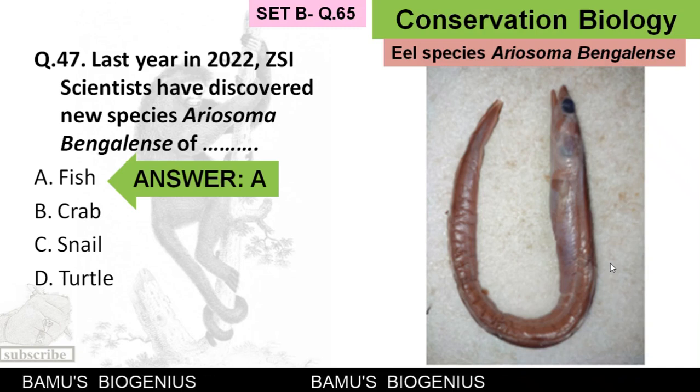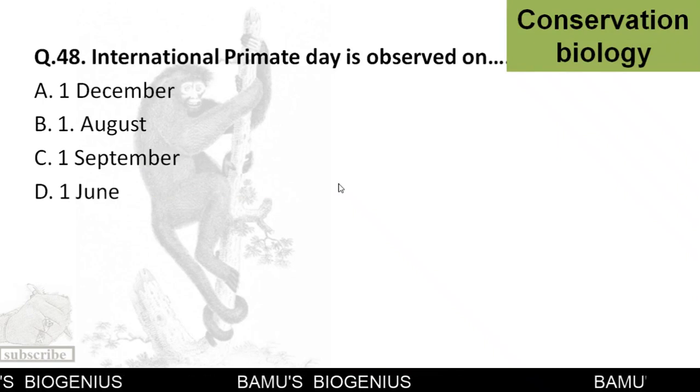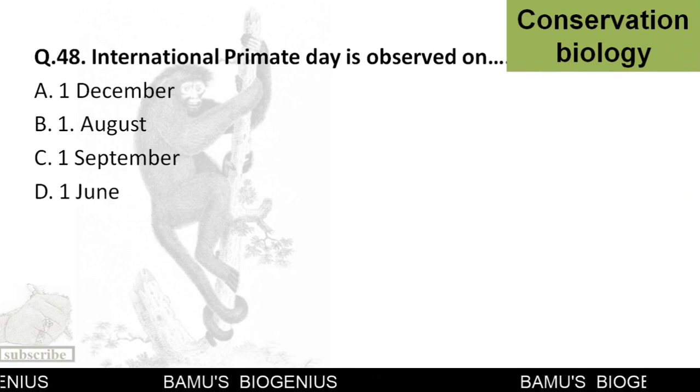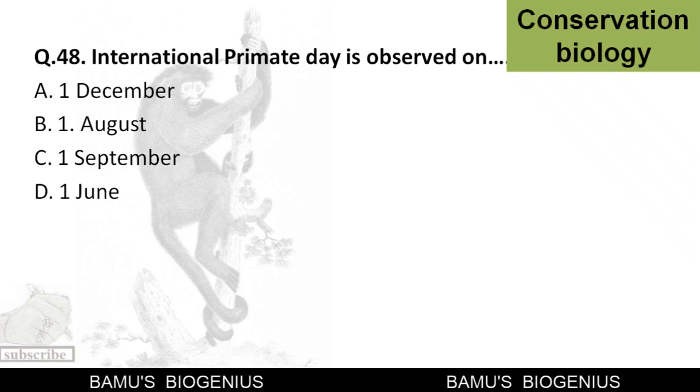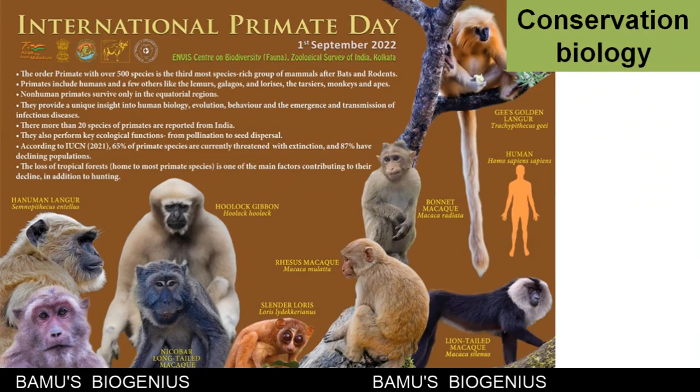Then question number 48. International Primate Day is observed on 1st December, 1st August, 1st September or 1st June. The answer is 1st September. So this is International Primate Day on 1st September.